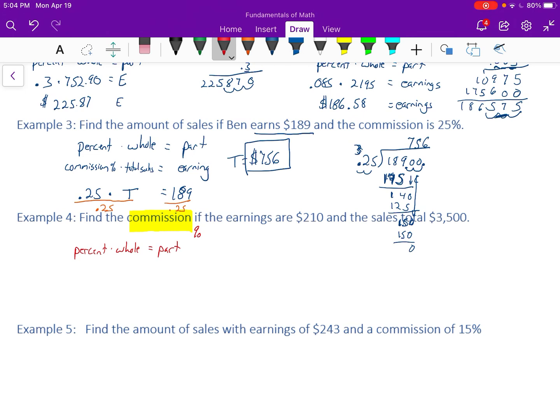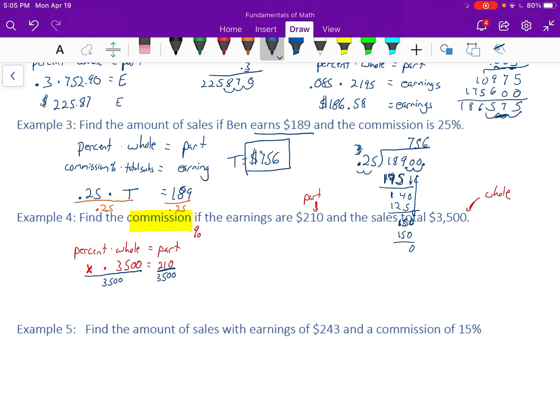Percent, that's our commission. We don't know that, so that's going to be our variable, our X, times the whole. Find the commission if the earnings are $210 and the total sales is $3,500. This is our total, or our whole, and the earnings represent the part. So whole is 3,500. The part is 210. We want to solve this equation for x, so we divide both sides by 3,500. Make sure you show this work as you go through this.